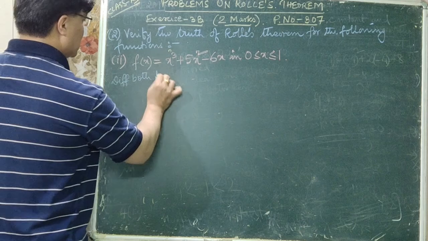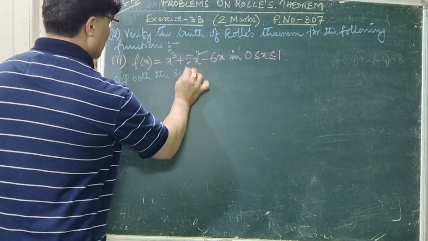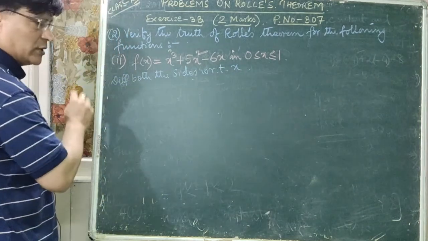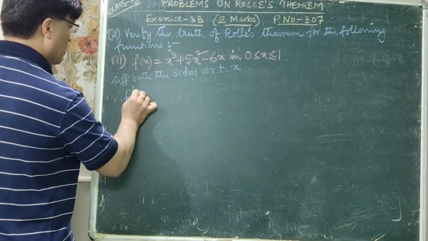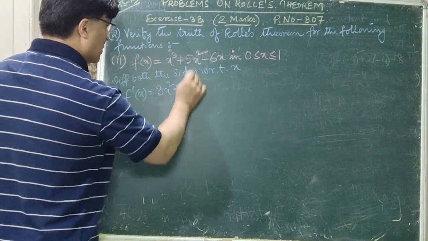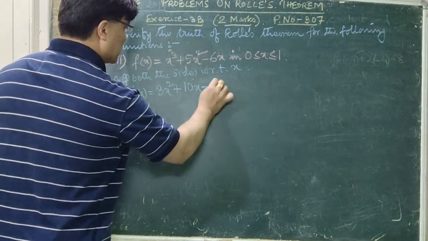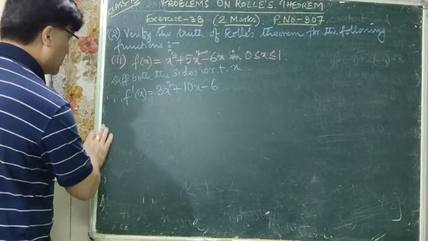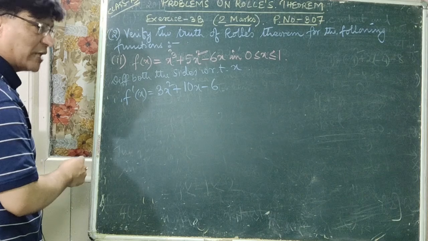Differentiating both the sides with respect to x. So this is the solution. So now what is f dash of x equal to? This is your 3x square plus 10x minus 6. Okay, now write down the three conditions. Whether these three conditions are satisfied or not, you have to check it.